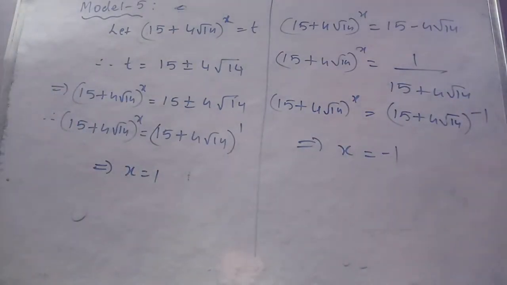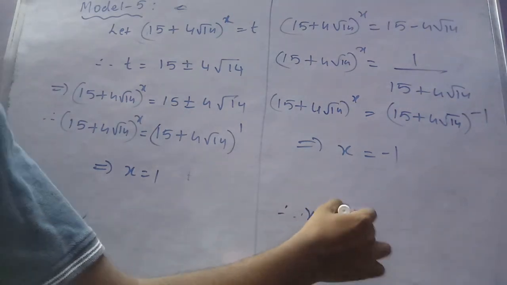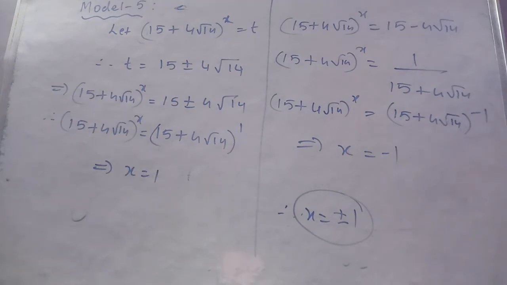Therefore the two solutions of this particular question is x is equal to plus or minus 1. x is equal to plus 1 comma minus 1. So for this question the answer is x is equal to plus 1 and minus 1.